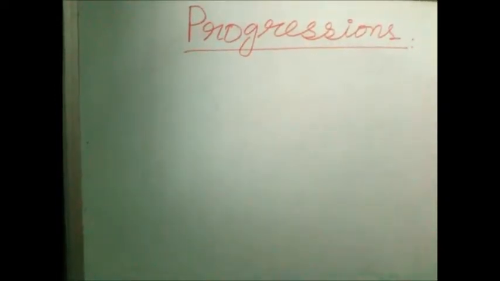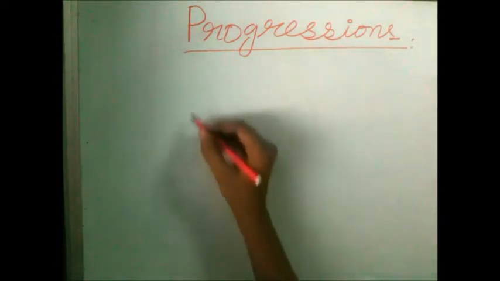So what is a progression? It is a succession of numbers formed and arranged in a definite order according to certain definite rules is called a progression. There are different kinds of progression like arithmetic progression, geometric progression, etc. So what is an arithmetic progression?